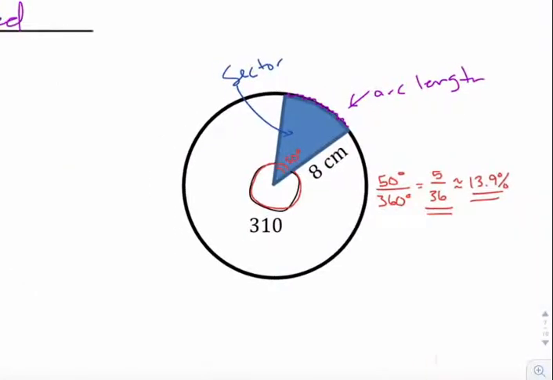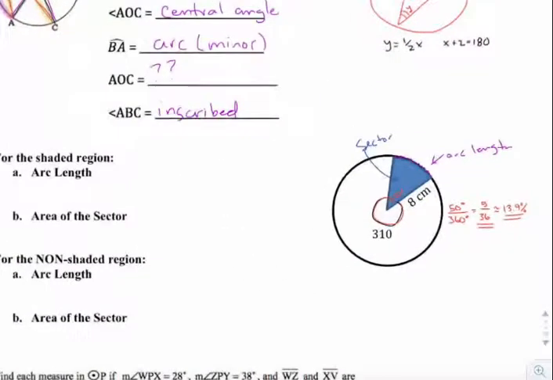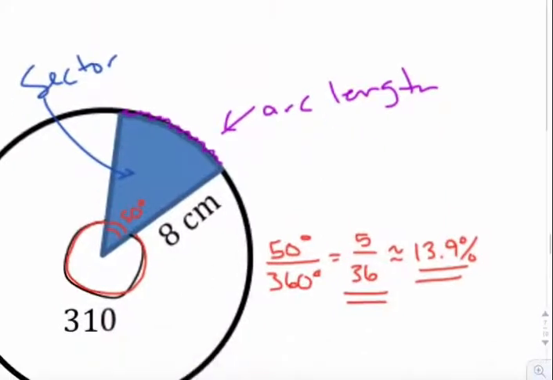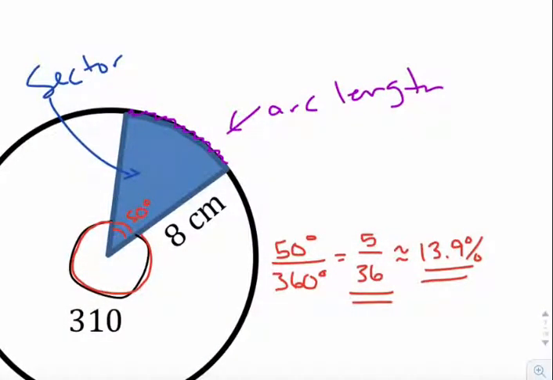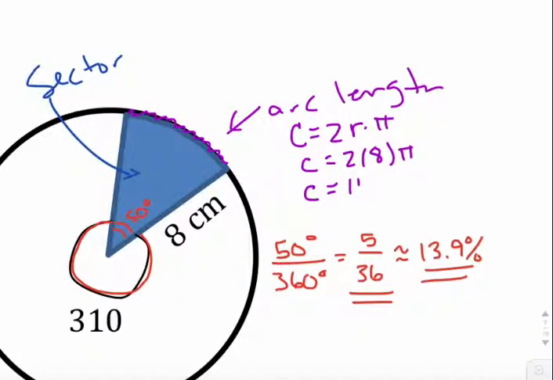Okay? So if arc length is part of a circumference and sector is part of the area, if we're going to find either one, we need to find those two things. So let's first find circumference. Circumference is pretty straightforward. Circumference is equal to twice the radius times pi, or pi times diameter, depending what you got. In this case, we have the radius, so we have 2 times 8 times pi. So our circumference for this circle should be 16 pi.